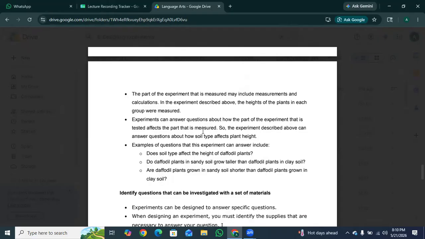For example: does soil type affect the height of daffodil plants? Does the type of soil affect the height of daffodil plants? Do daffodil plants in sandy soil grow taller than daffodil plants in clay soil? These are the types of questions you make.